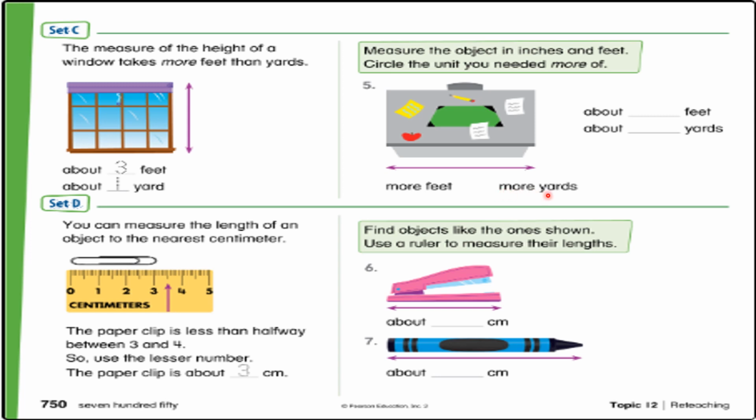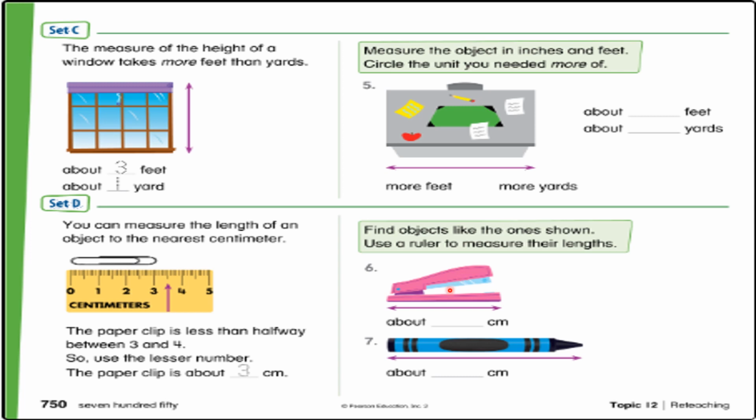I will give you a clue for this question. We studied that the smaller the unit, the more of it we are going to use. So among feet and yard, which one is smaller? Excellent, feet. So you are going to use more feet. Bravo, feet.